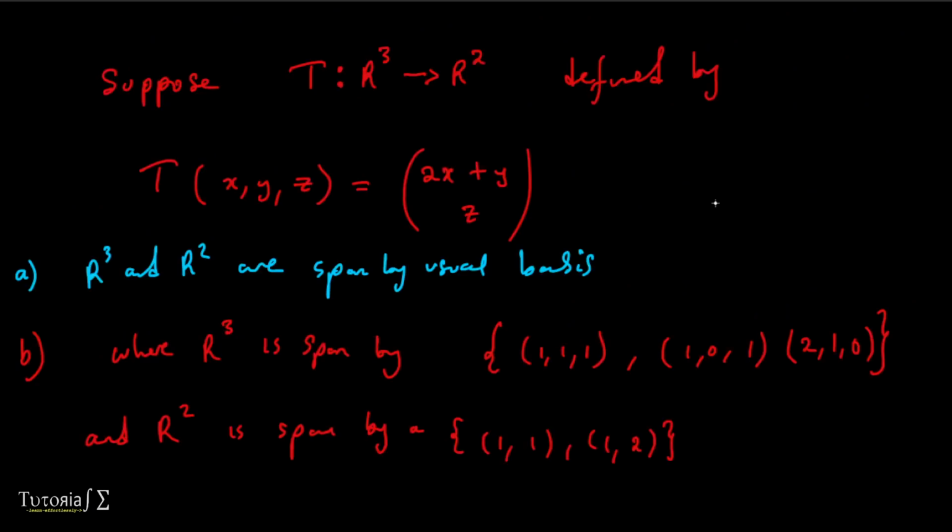All right, so this is a task that you're going to try out. Suppose the transformation from R3 to R2 is a linear transformation, and it is defined by this. So we have x, y, and z onto 2x plus y and z.